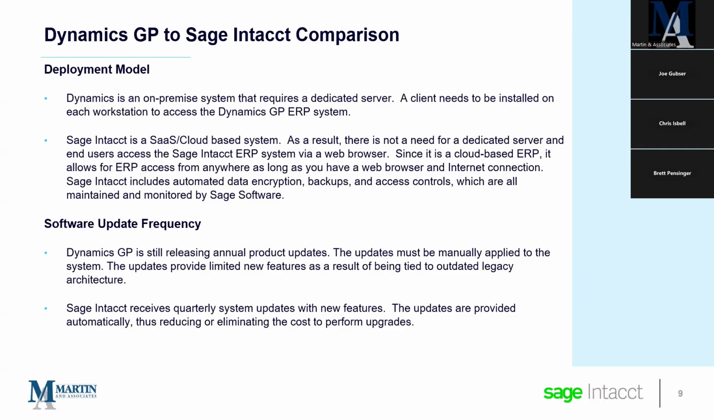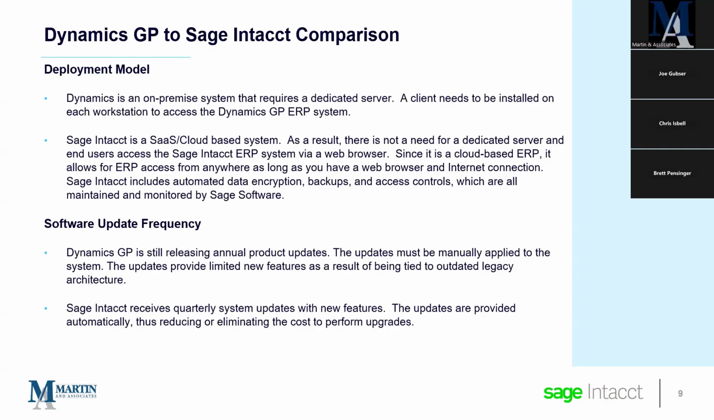Let's talk about software update frequencies. So Dynamics GP is still releasing annual product updates. However, as you have probably noticed over the prior years of working with Dynamics GP, these updates are a manual process to get them installed, which requires some downtime in your business, doing testing, things of that nature. The updates that are still being provided are more limited in nature in terms of new features as a result of being tied to outdated legacy architecture.